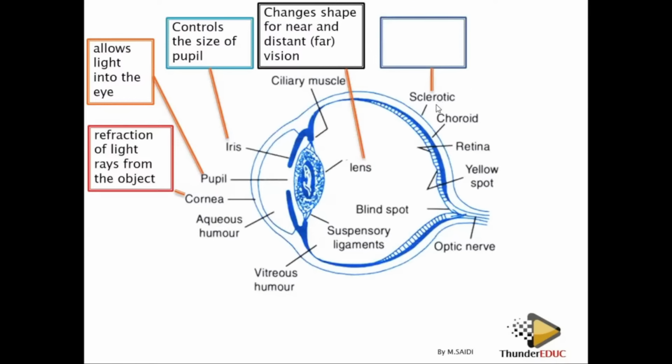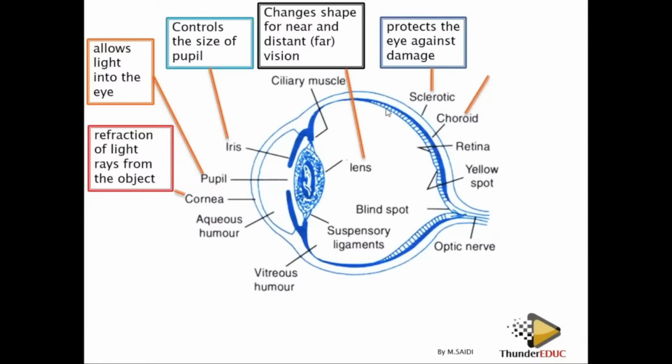This one is sometimes called a sclera. It is very important in protecting the eye against damage. So it means that the inner part of the eye is being protected by the sclerotic membrane. Then you have another part which is called the choroid.